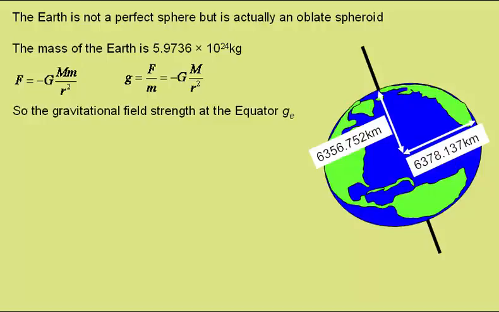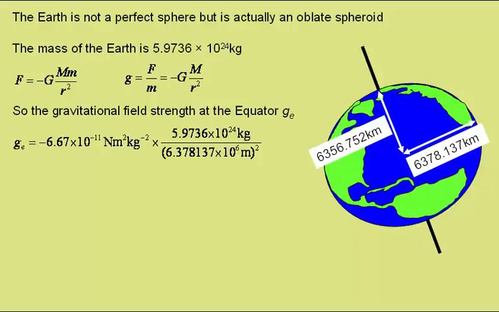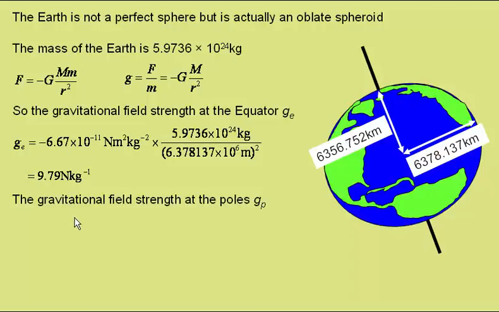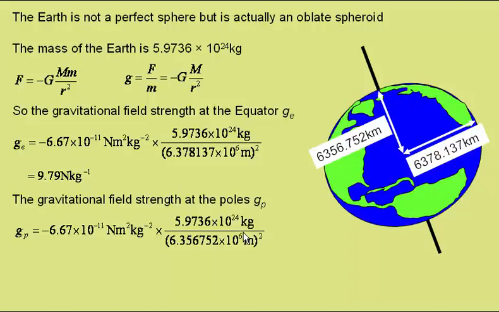So to find the gravitational field strength at the equator, which I'll call little g subscript e, we can write it equals minus the gravitational constant times the mass of the Earth over the equatorial radius squared, giving a value of 9.79 newtons per kilogram. The gravitational field strength at the poles, which I'll call little g subscript p, is the same calculation but with the polar radius squared, giving a polar gravitational field strength of a bigger 9.86 newtons per kilogram.